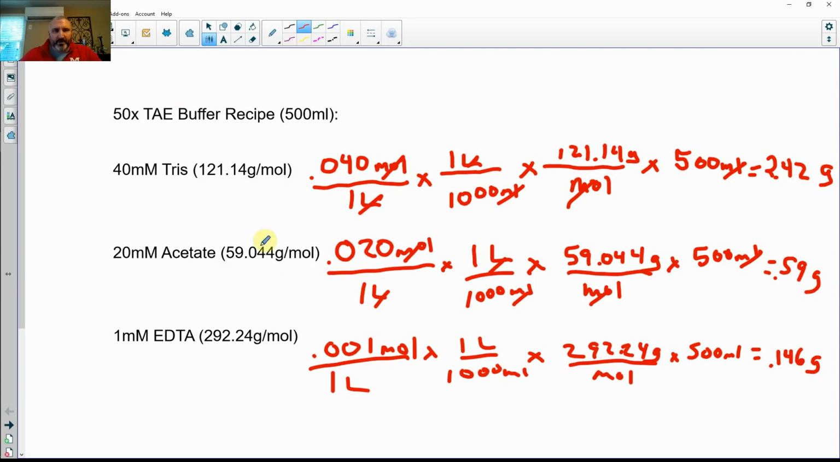So you throw that all in, 2.42 grams of Tris, 0.59 grams of acetate, and 0.146 grams of EDTA. You throw that into a bottle and you fill it up to the 500 ml line with water, and that's going to be your 50x TAE buffer.